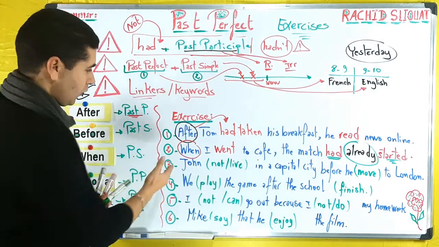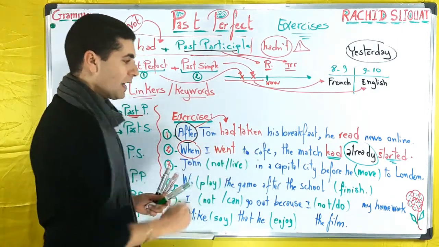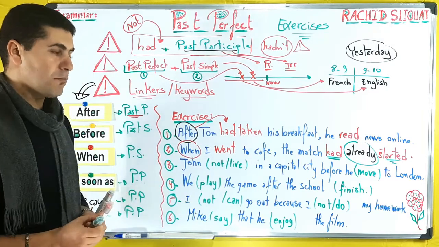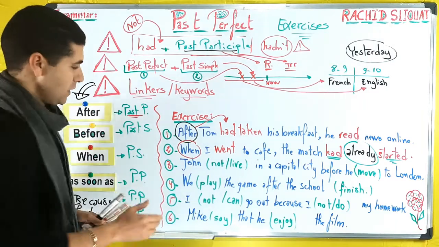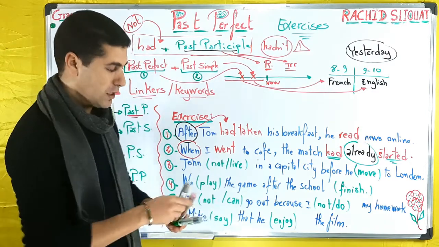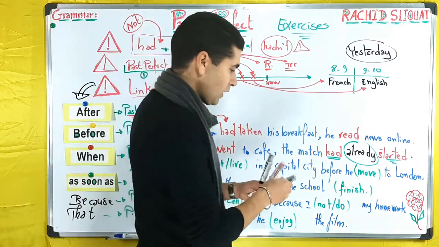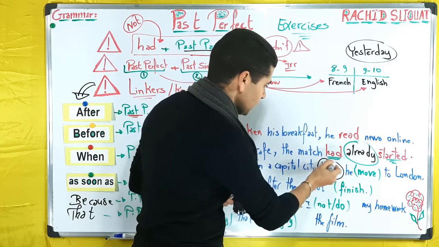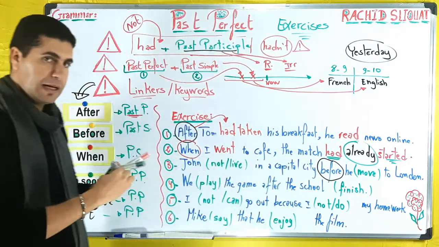Number 3, John not live in a capital city before he moved to London. Do we have any keyword in sentence number 3? For sure, yes. And the keyword we have here is before, okay? So this is the keyword. Let's go back to before.